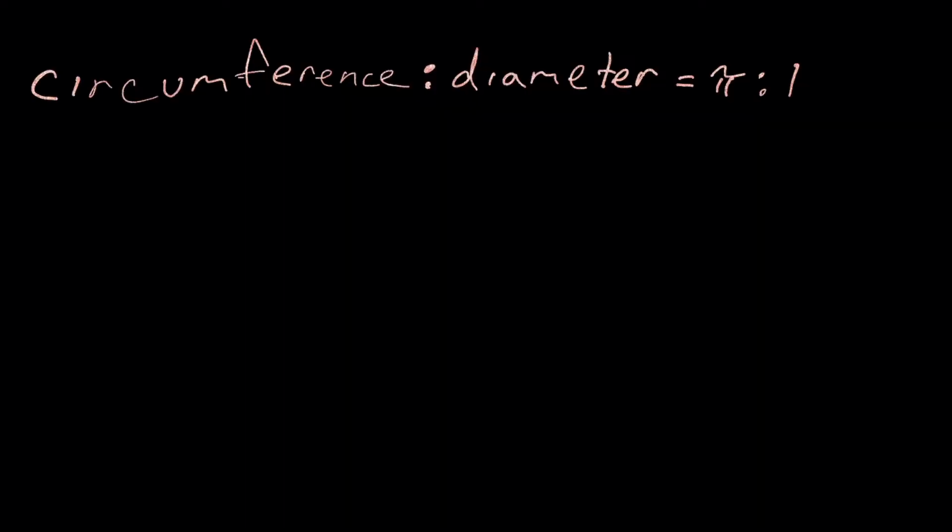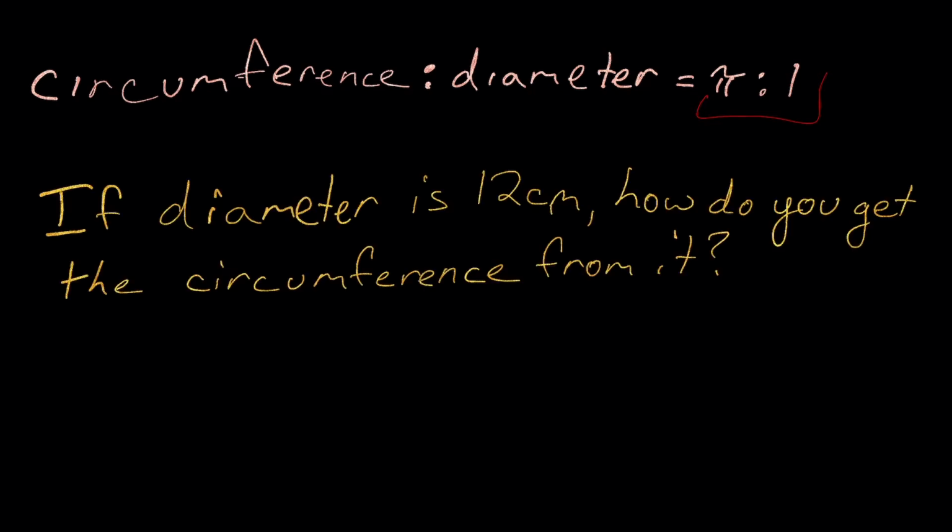Okay, so when we're thinking of circumference, the ratio of circumference to diameter is equal to pi to 1. So if diameter is 12, how do we get the circumference from it? Well, we would take the diameter and multiply that by pi, and that would be equal to the circumference. So we write this as a formula: C equals D pi. And remember I talked about those recipe cards? This would be a great one to put on a recipe card to remind yourself.